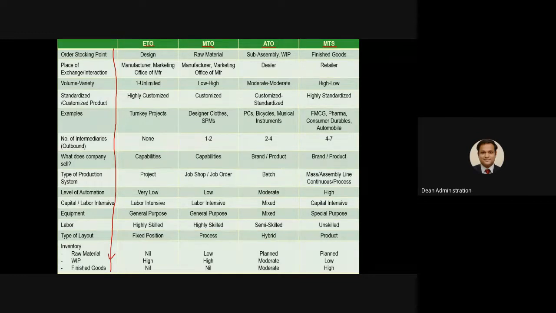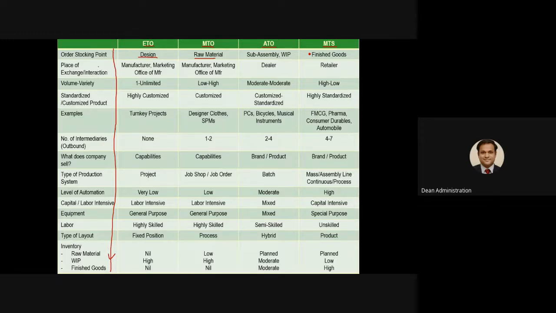So we have seen the first one. What is the order stocking point for MTS? It is finished goods. You will always have the product all manufactured and ready. Then for assemble to order, you will have the sub assembly or the work in progress. The MTO will be the raw material. The design will be there for the ETO. You have to start with the design work itself.